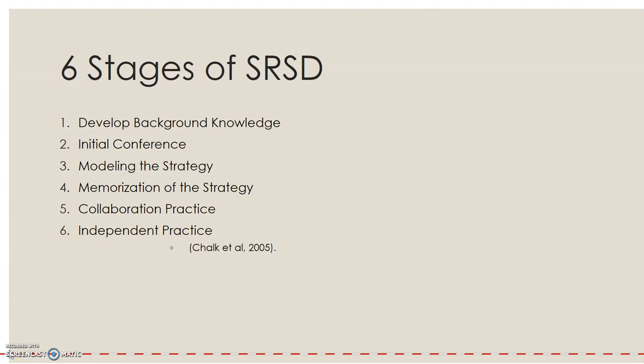Now we are on stage number 3, modeling the strategy. The teacher will pose think aloud questions. The teacher will ask constant questions aloud to model what the student should be doing while they are writing.